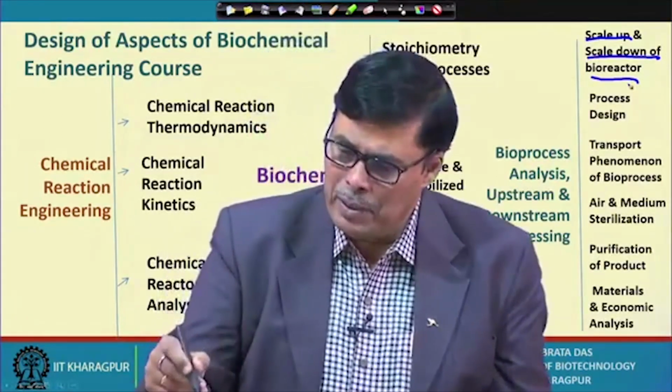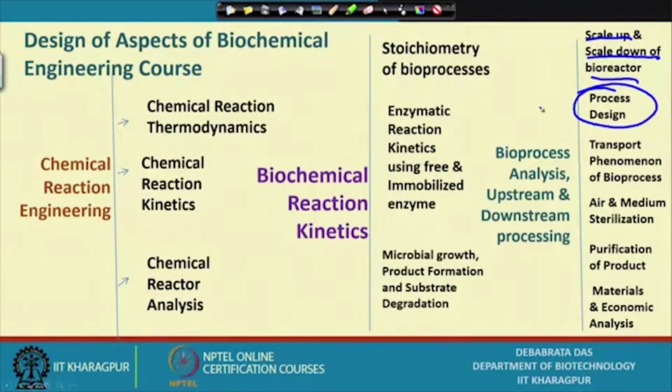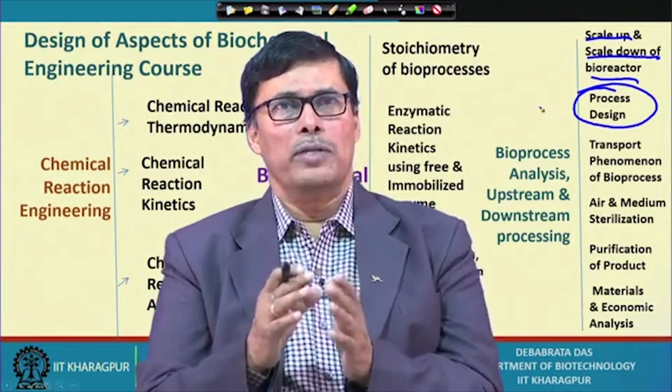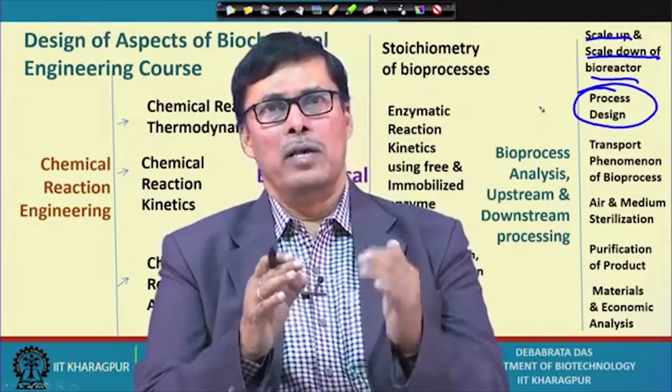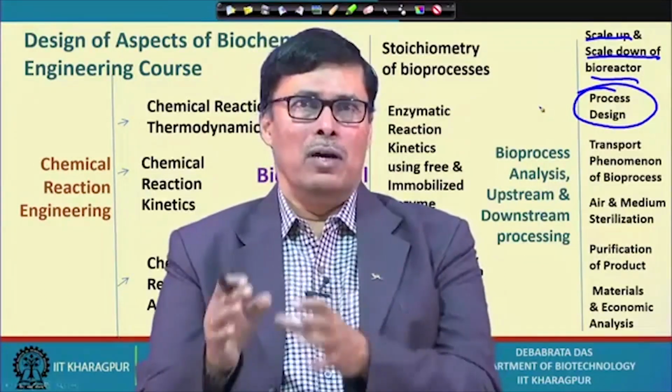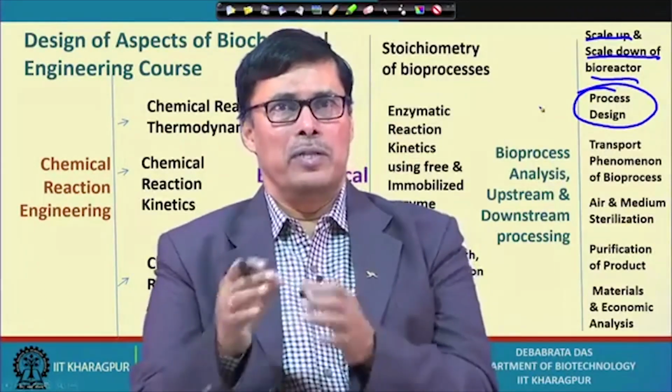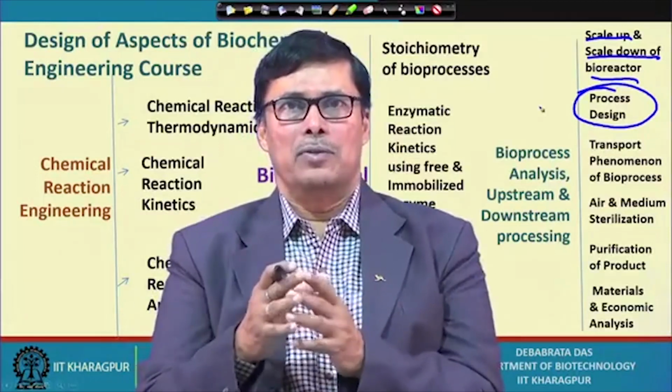Then after having this, another very important thing is the process design. As far as design is concerned, there are two types of design involved in biochemical processes. One is called process design, another is called shop floor design. Process design basically involves what parameters are involved for operating the process, and shop floor design is basically a mechanical design. So the scope of this particular course is only on the process design, not on the machine design or the shop floor design.